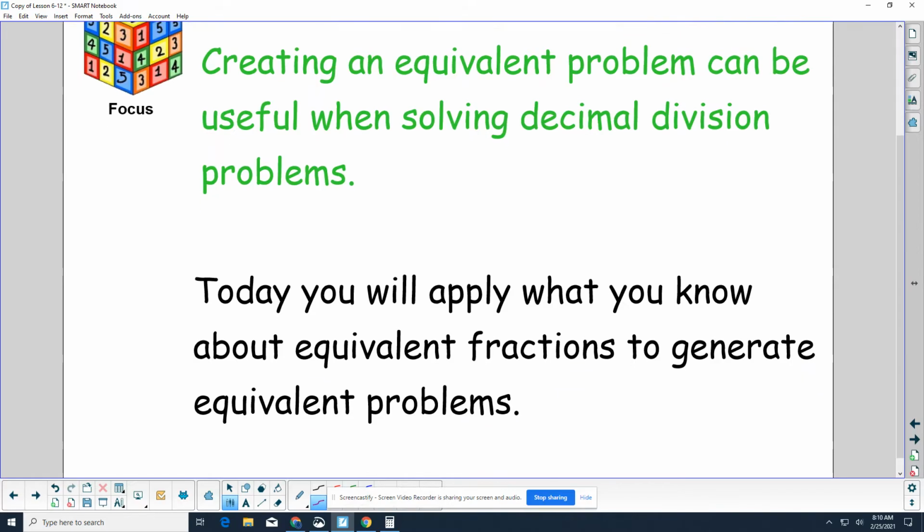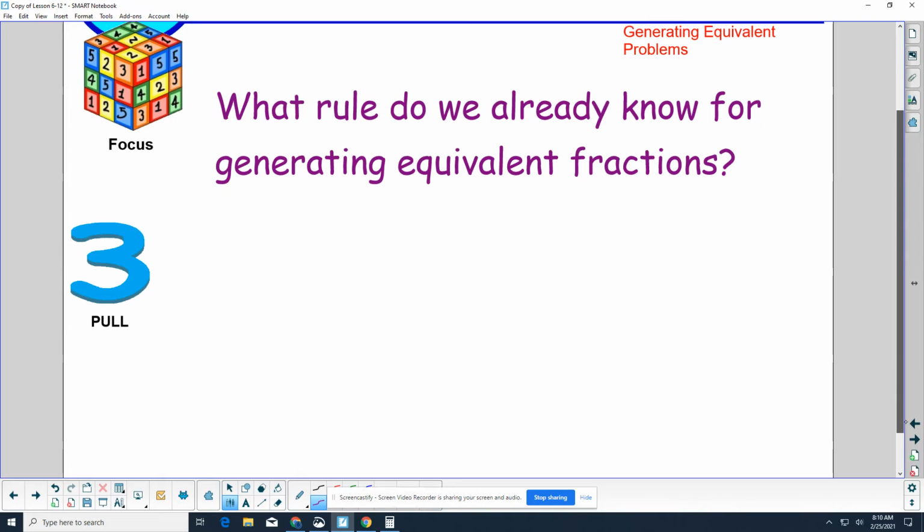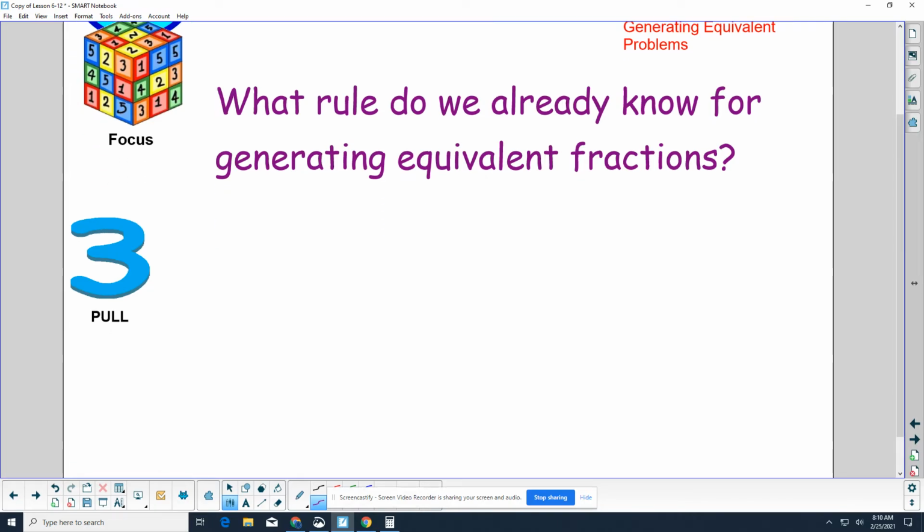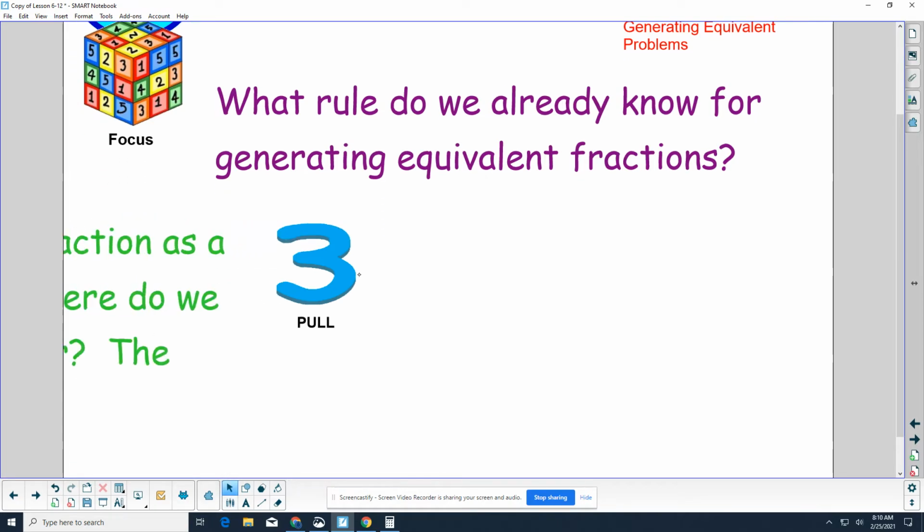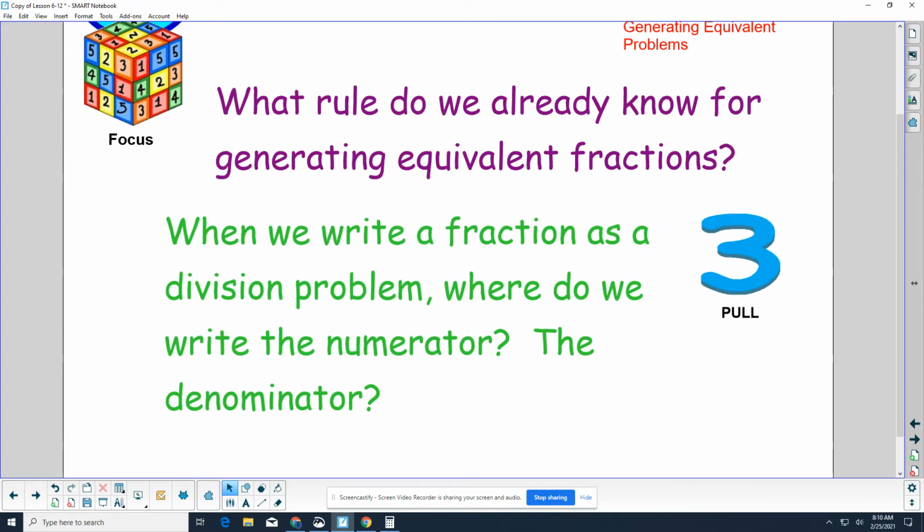So creating an equivalent problem can be useful when solving decimal division problems. Today you apply what you know about equivalent fractions to generate equivalent problems. So what rule do we already know for generating equivalent fractions? When we write a fraction as a division problem, where do we write the numerator and the denominator? Remember, with equivalent fractions, when you change the denominator, you must change the numerator as well. Okay, that's really important that we do that.